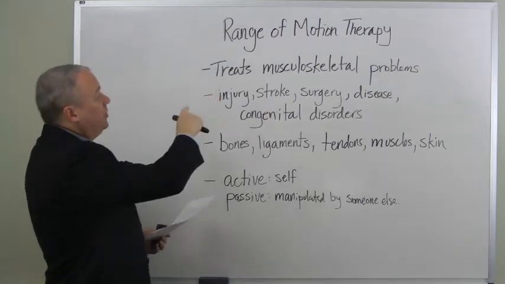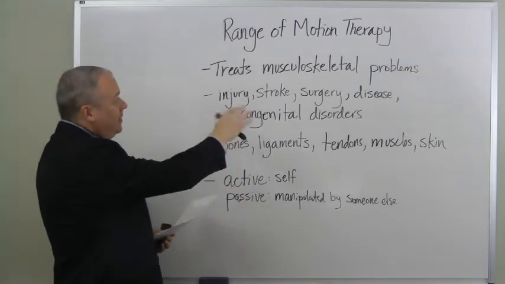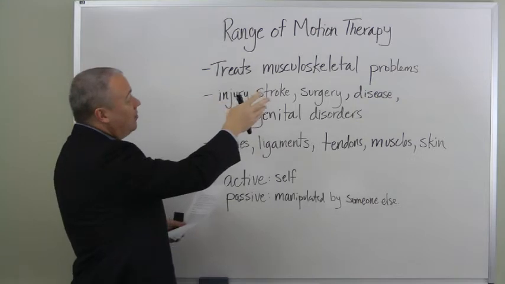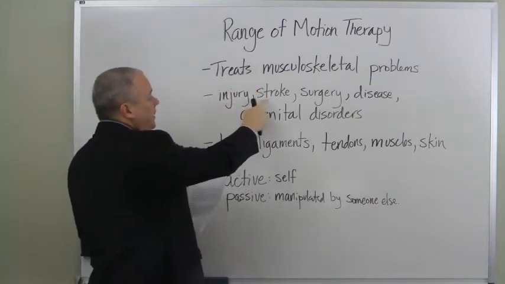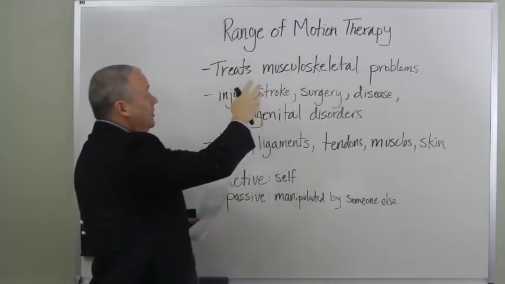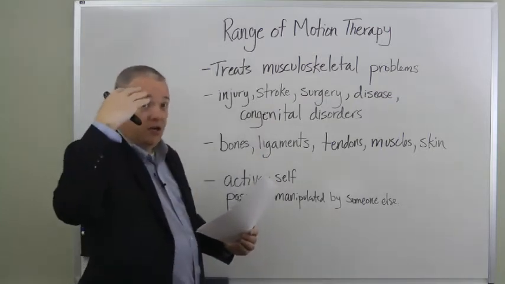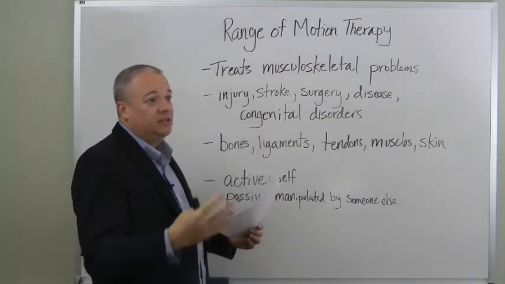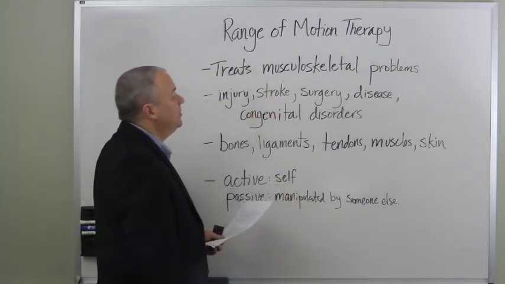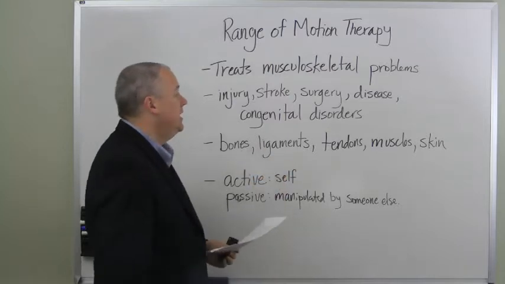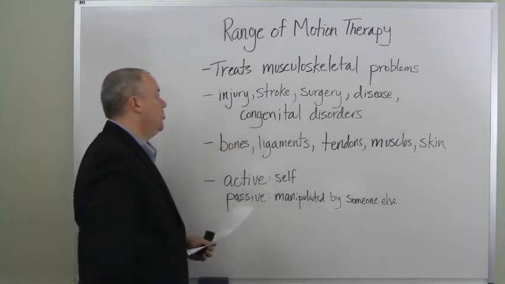So range of motion therapy treats musculoskeletal problems that come about from a multitude of reasons. Sometimes there are problems that limit someone's range of motion because of an injury they've sustained directly to the musculoskeletal system. Perhaps it's from a stroke, and so they're having neurological problems with the brain sending the signals, and it's limiting the motion, and so you're trying to increase this. Surgery sometimes introduces some of these restrictions. A disease can have this effect, and there can be people born with limited range of motion, congenital disorders.